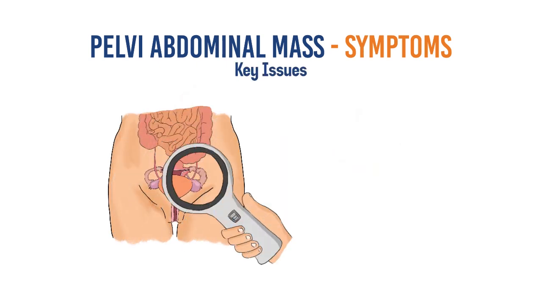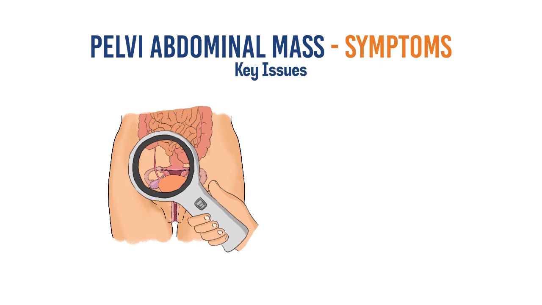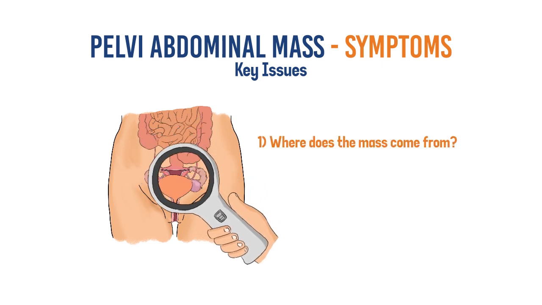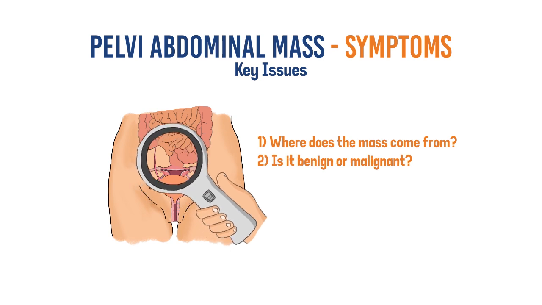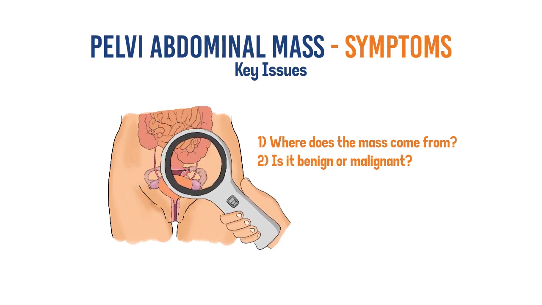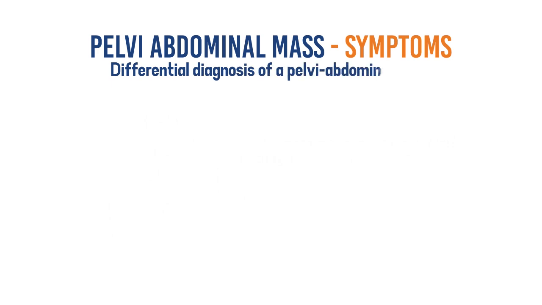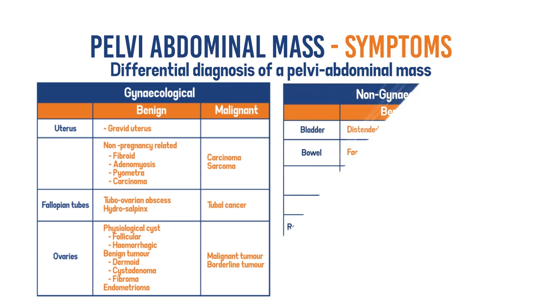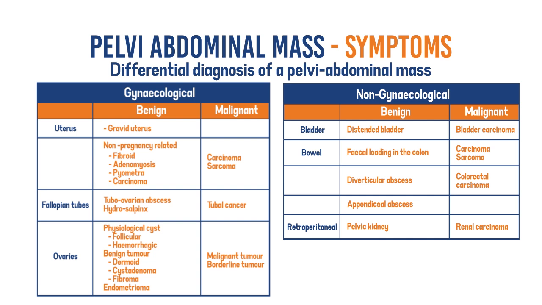When a woman presents with a pelvic abdominal mass, the two key issues are: 1. Where does the mass come from? 2. Is it benign or malignant? A pelvic abdominal mass can be found in gynecological organs, namely the uterus, fallopian tubes, or ovaries, or in non-gynecological organs such as the bladder, bowel, or kidneys.